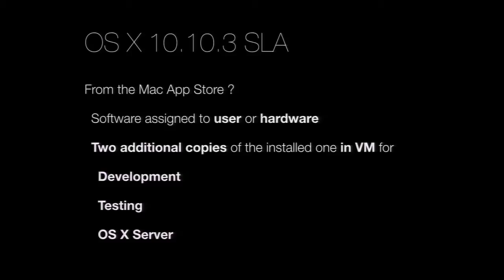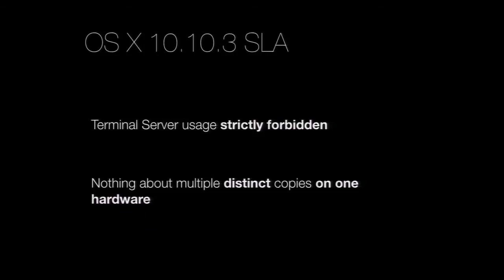So if you are running a Mac with an OS X that you have obtained from the Mac App Store, on this specific Mac you have 2 additional instances of the single license usable for 3 kinds of scenarios in this case: development, testing, and using Xsan server. Plus, you can't in any way do terminal server usage. So if you want to do time sharing and buy a light client, just go away. You can do that with the OS X server instance.